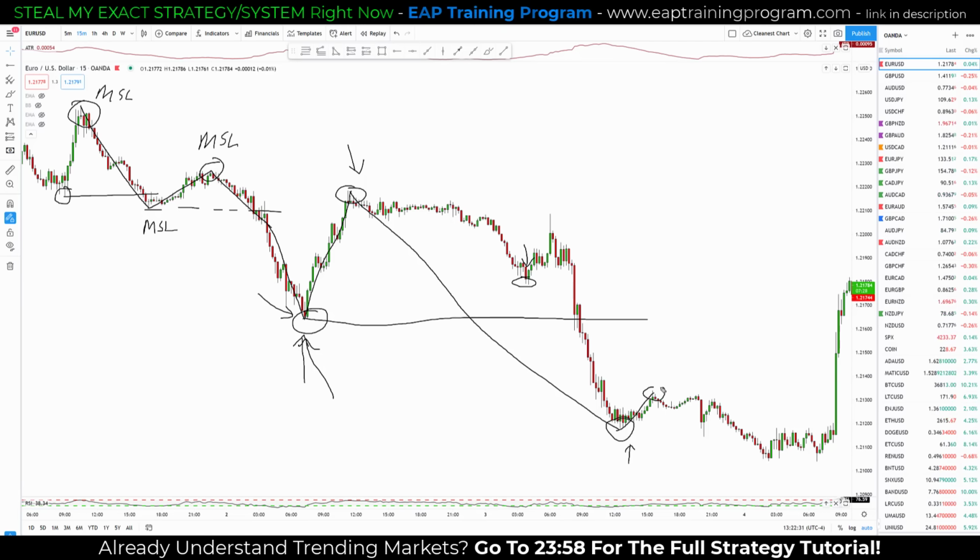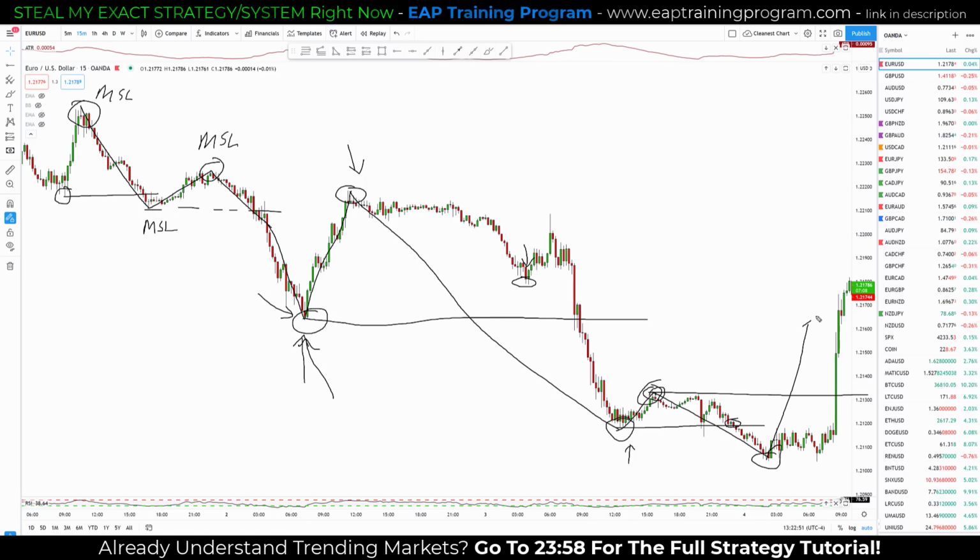Then the top of the pullback, another major swing level, pushing down, we have to break and close below structure. We do that right there. So now we have a push down, and this is our next major swing level. What's the next thing we need to see? If this market's going to reverse and we're going to find another major swing level, we need to wait for the break of what? This level here.